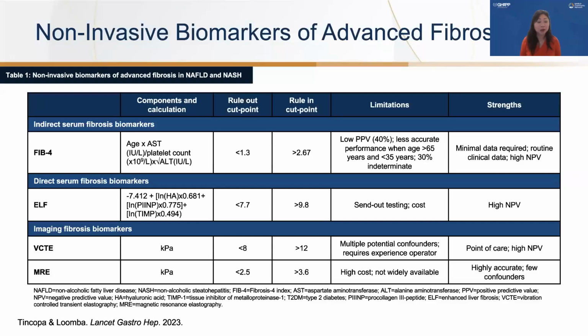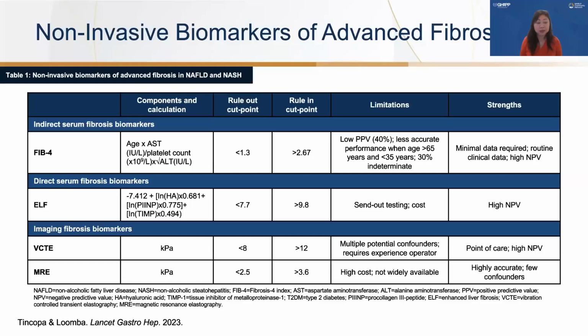Now, ELF, which is your Enhanced Liver Fibrosis test, is a sent-out blood test that can be done with Quest or LabCorp, and it uses 3 fibrosis biomarkers to calculate a score. If your score is less than 7.7, these are your low-risk patients for advanced fibrosis. If your score is greater than 9.3, these are your patients who are at risk for advanced fibrosis. The limitation with this test is, again, it's a sent-out test, so cost may be involved. It also has a high negative predictive value.